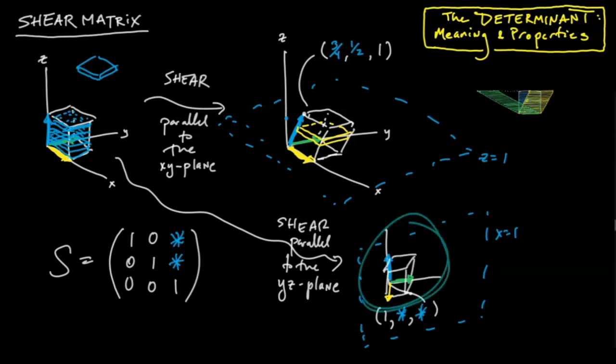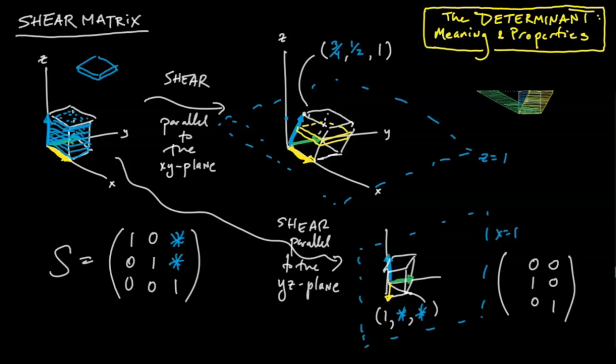But we end up with a new grid of parallelepipeds. The matrix representation is going to have the second and third columns be the standard basis vectors because they're frozen, and the first column must be a 1 in the first slot, and then it could be anything in the other 2.